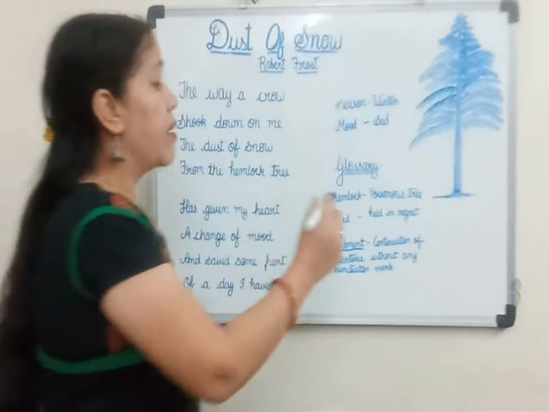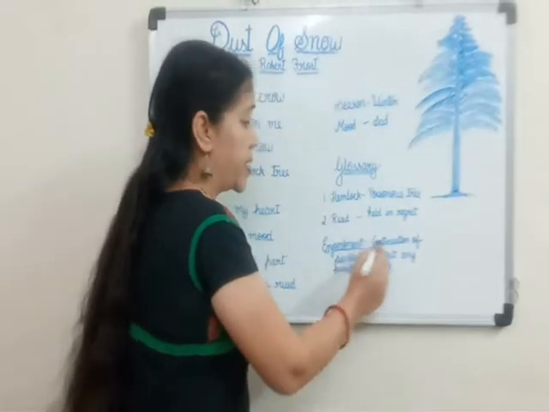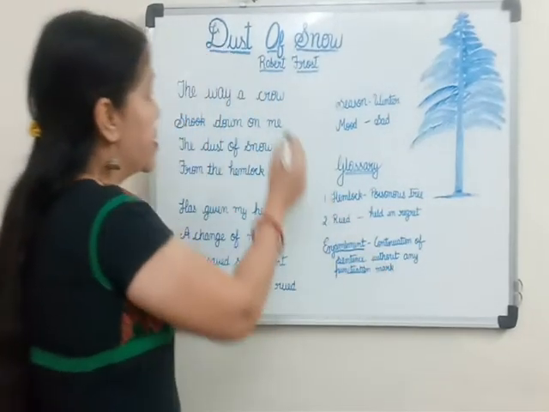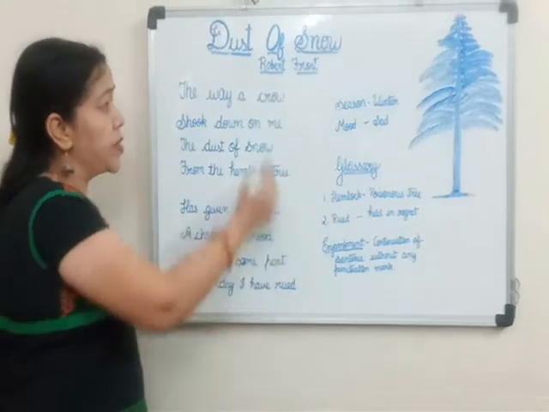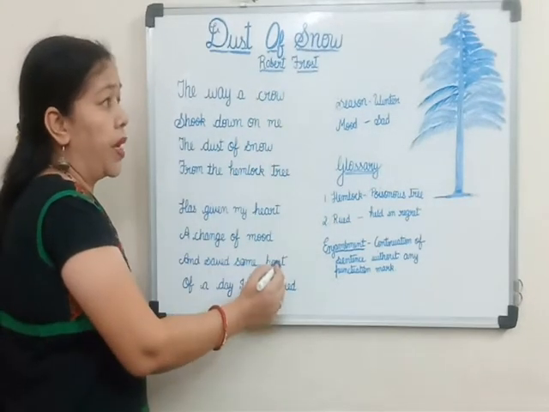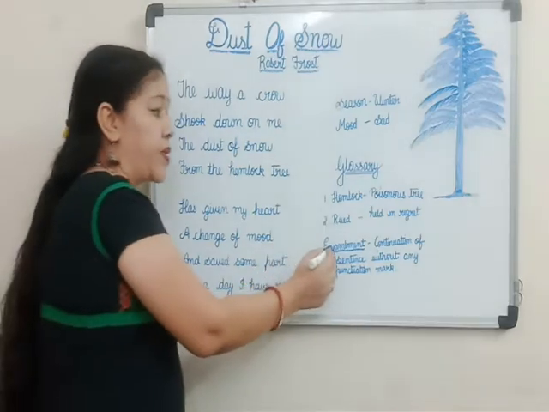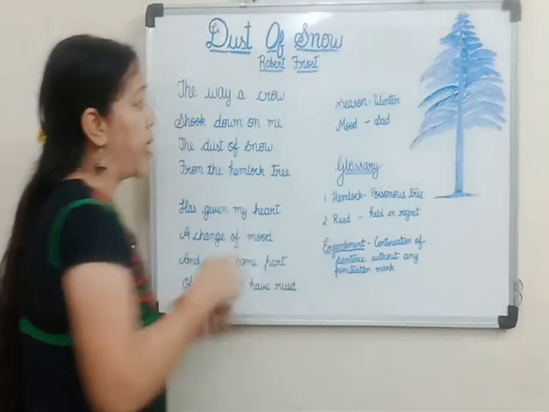This poem uses enjambment. Enjambment is a continuation of a sentence without any punctuation marks. Here you can see, students, there are no punctuation marks used in the whole poem. So that's why we can say it is enjambment.